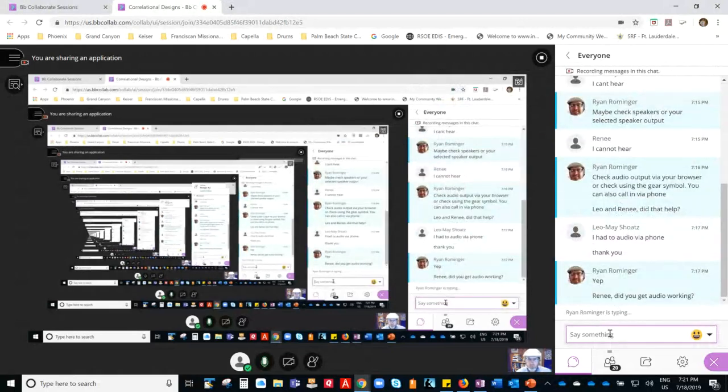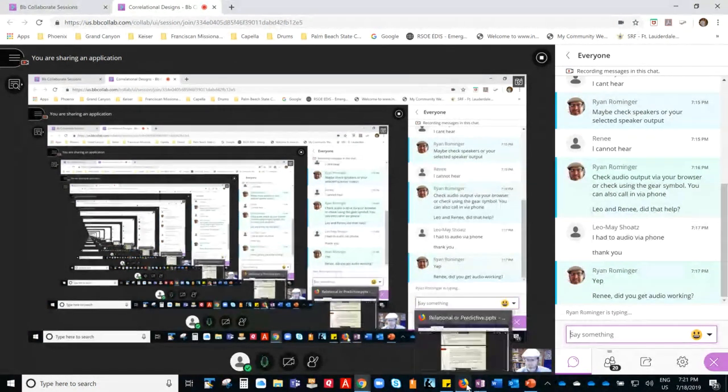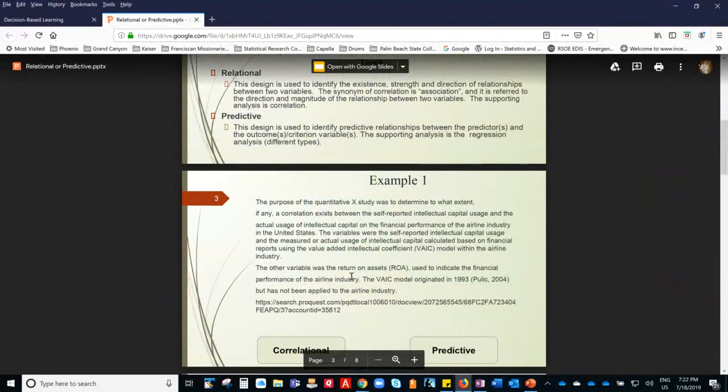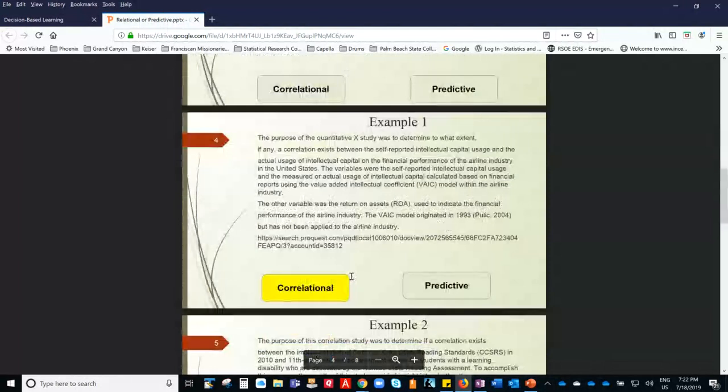Well, maybe you can help me with this, Ryan. Anybody then, if you cannot talk, use the chat. Is this predictive or correlational? Predictive. Okay, so let's go ahead. The purpose of this quantitative study was to determine to what extent, if any, a correlation exists. Actually, it was correlational.